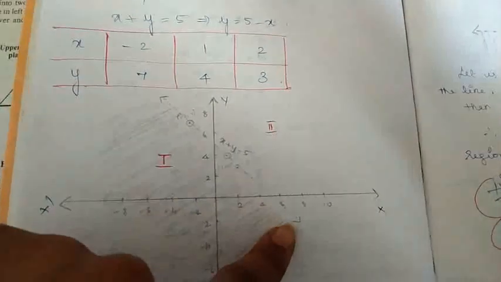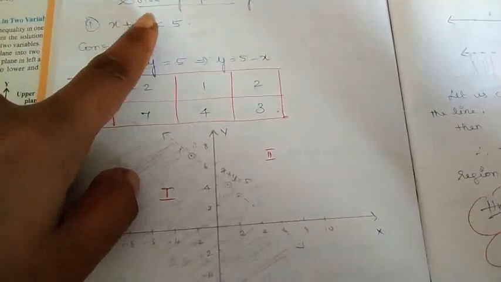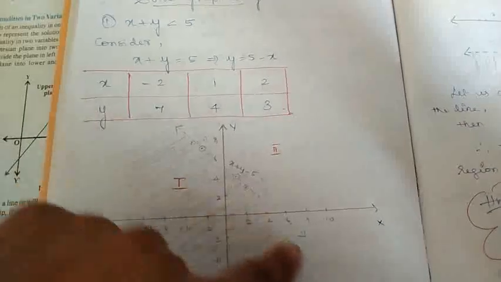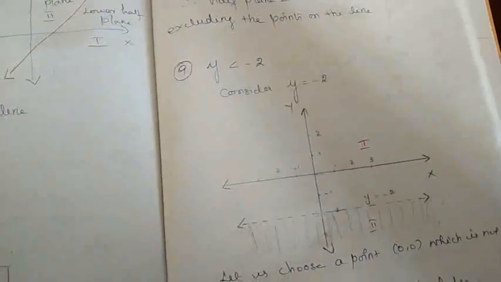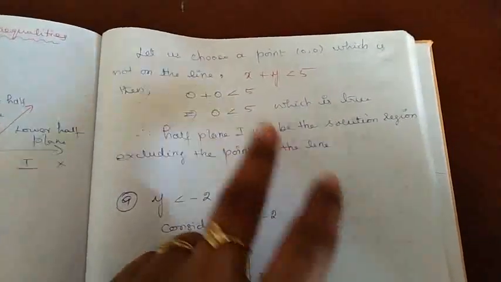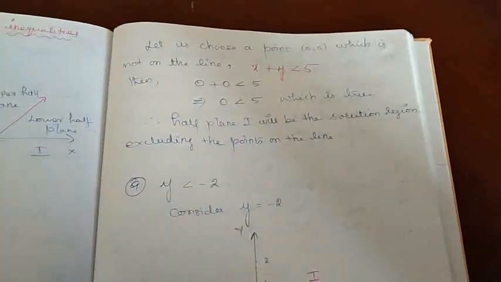Why are we excluding the points on the line? That's why we have denoted it with a dotted line, because the inequality is strictly less than. If it is less than or equal to, you have to draw it as a thick line. When it is strictly less than, you have to draw it as a dotted line, and when you are giving your solution, you have to write excluding the points on the line. If it is less than or equal to, you have to write including the points on the line.